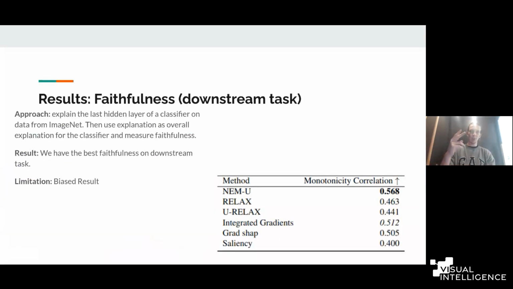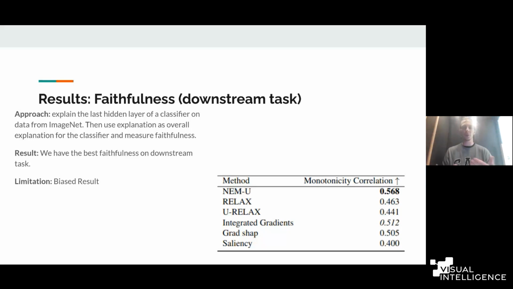So we did two things because we didn't have anything for the unsupervised or the representation case. One is that we explained the classifier, the ResNet classifier, on data from ImageNet. And then we used that explanation from the last hidden layer as an explanation for the overall classifier.